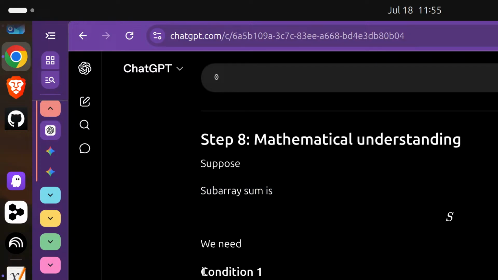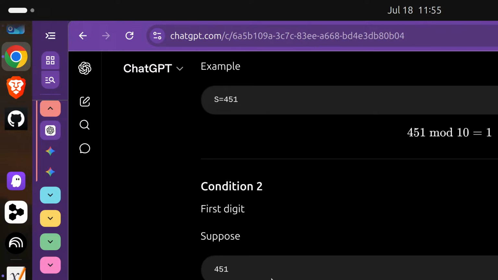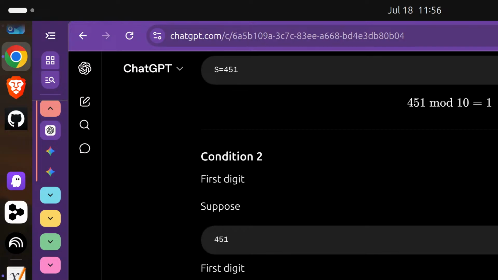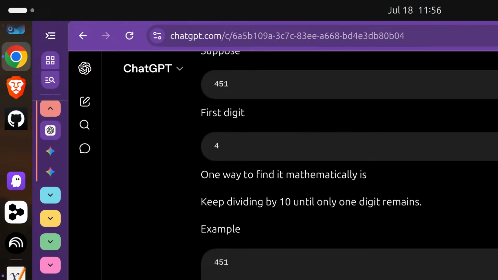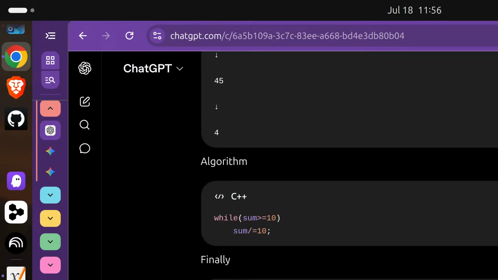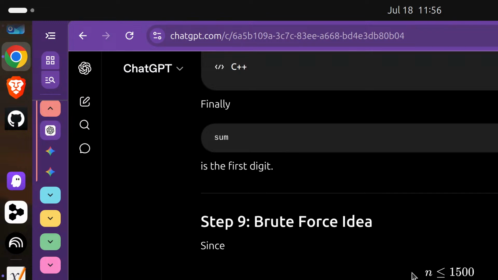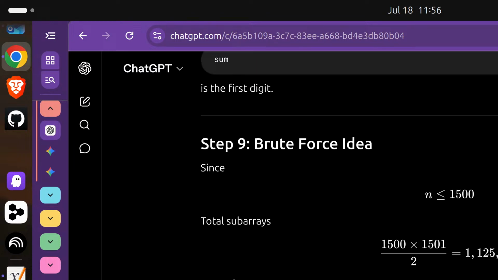Okay, we need condition 1, that is it. Condition: the first digit is this. Okay, we keep dividing by 10. Okay, whatever it is. Brute force idea, since the total sum is this, around 1 is acceptable.